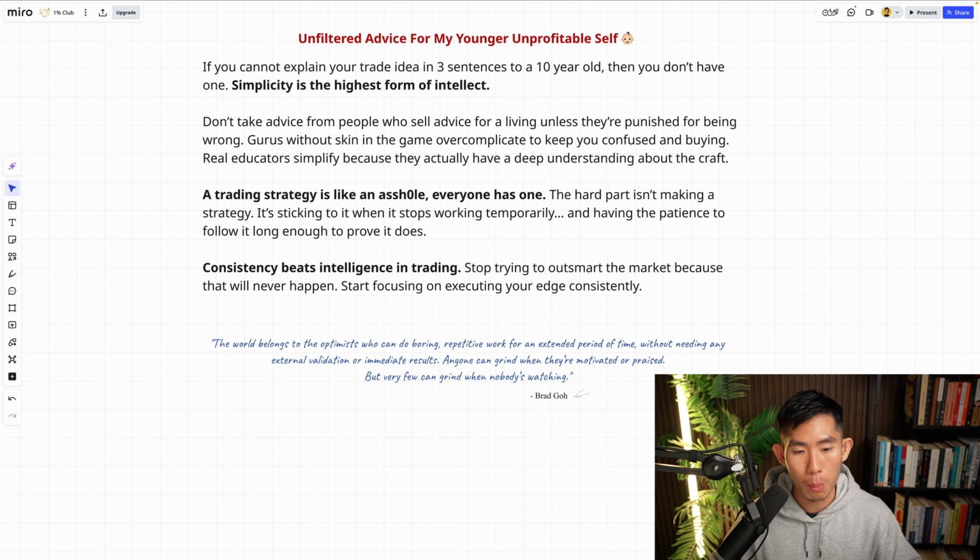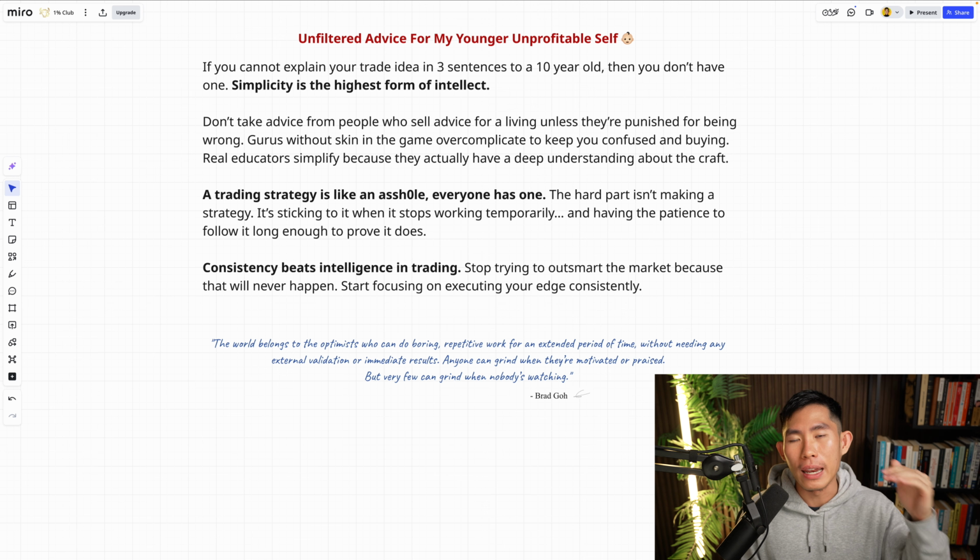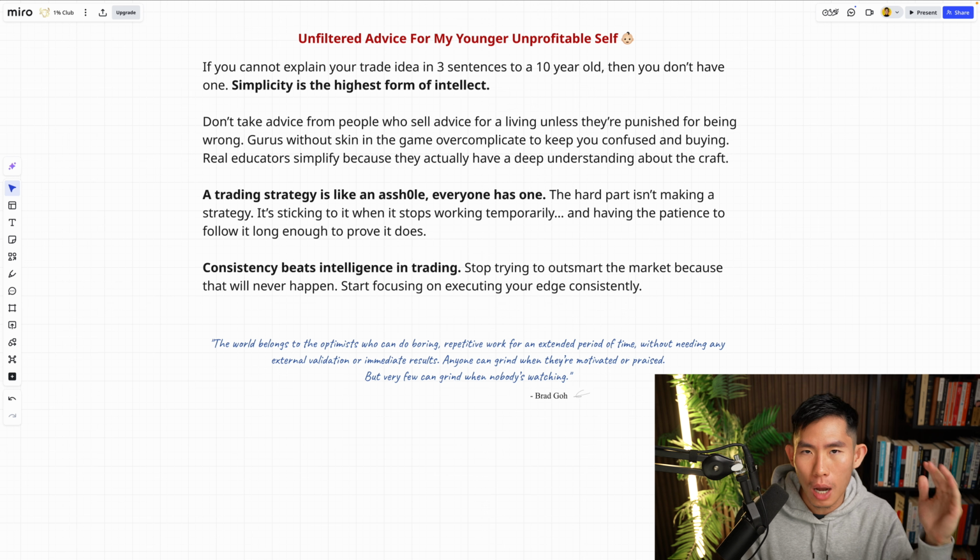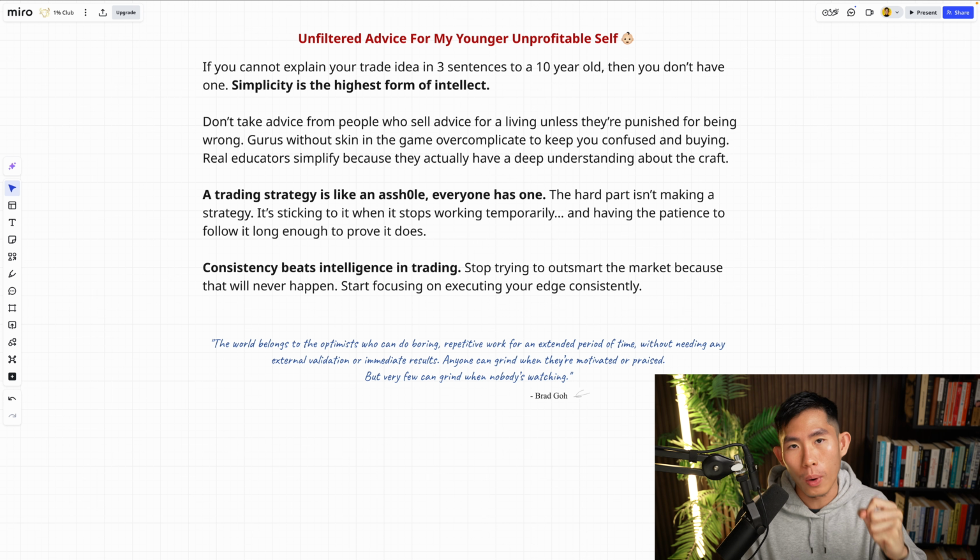Anyone can grind when they are motivated or praised, or they're inspired. But very few can grind when nobody's watching. And the people who can work harder, 10 times harder when nobody's watching, are the ones that usually win. Because you are rewarded in public for the work done in private.